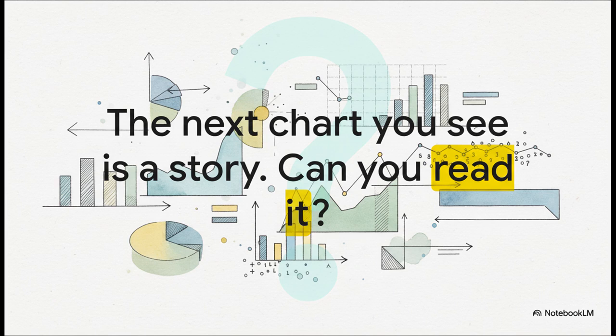Because from now on, the next time you see a chart in the news or in a report, you'll know it isn't just a picture of numbers. It's an argument. It's a point of view. It's a story. And the only question is, now that you know the language, can you read it?